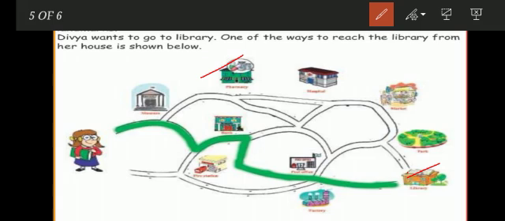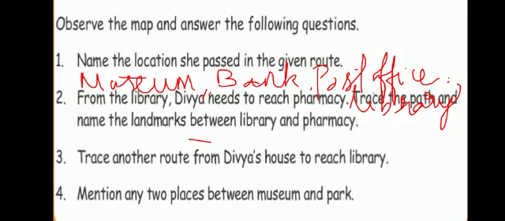First from the library, Divya goes to the park, then the market, then the hospital. After that she reached the pharmacy. So we draw the path, then we write the landmarks also. Any two, hospital and park, or hospital and market. That's your wish. You will write the landmarks here.